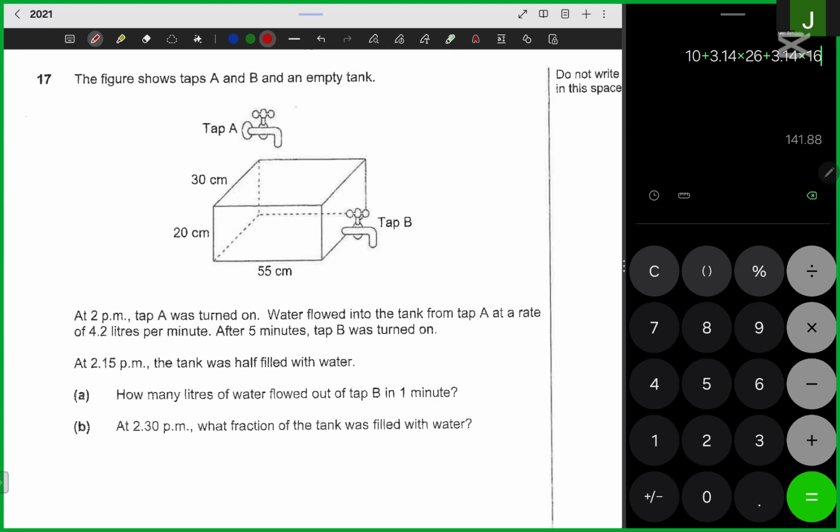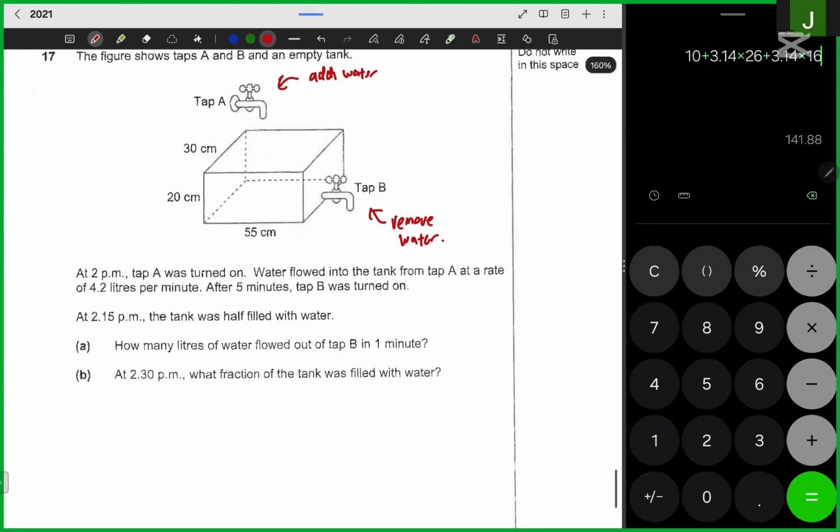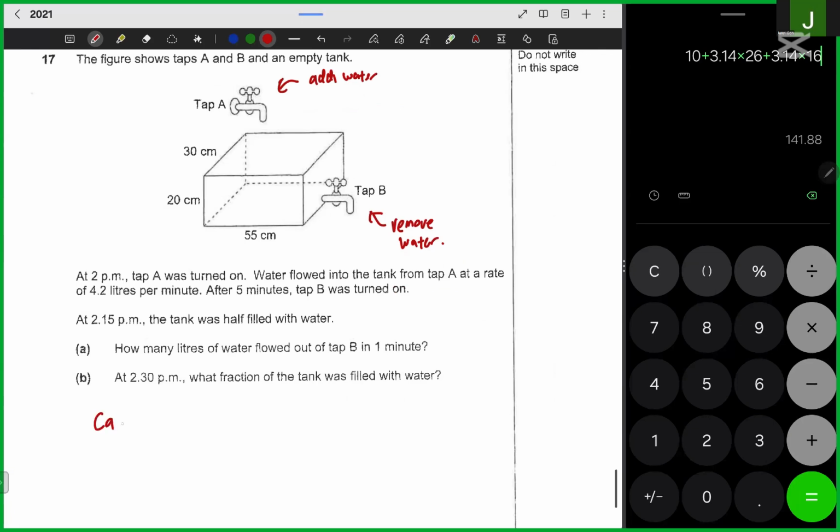Now notice, A here is adding water in. But B, we are removing water. So must take note of this. Now we have the dimensions of the container, which means we can find the capacity of the tank. So capacity of tank. How much water can the tank hold? Length times breadth times height. That will be 55, 30, 20.